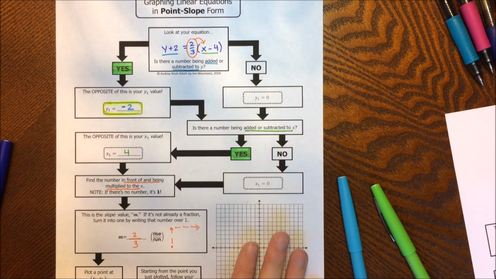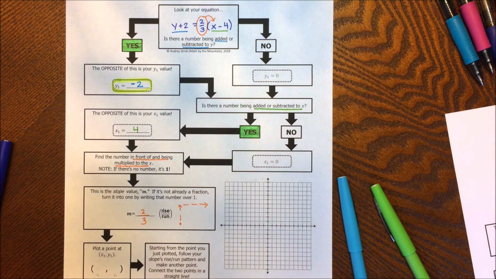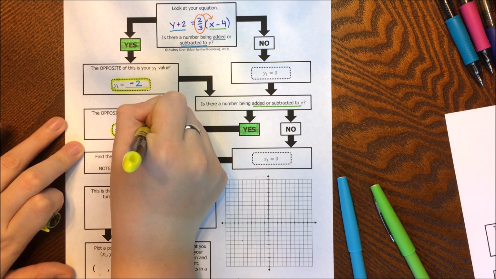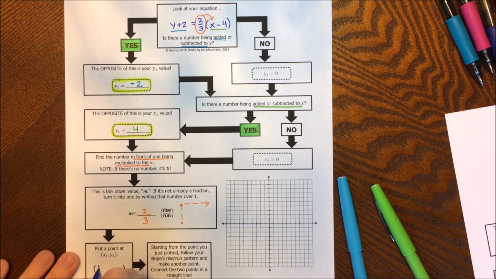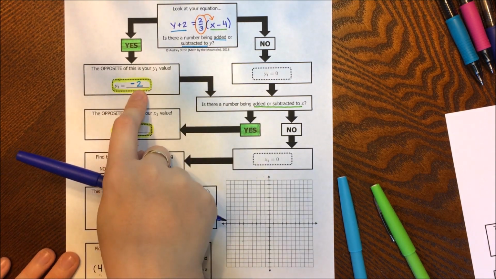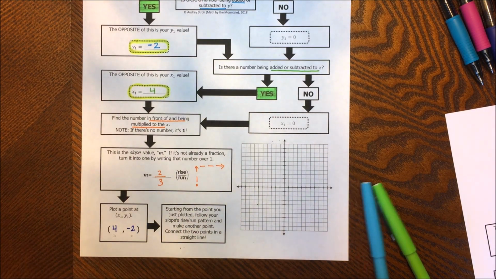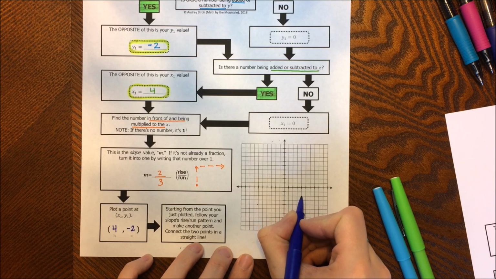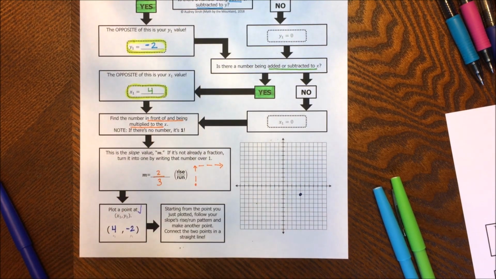So now that we have everything that we need, it says plot a point at x1 comma y1. So going back, oh, I forgot to circle my x1, so I'm going to do that now. My x1 value was 4, and my y1 value was negative 2. So I'm going to go ahead and go from the center over 1, 2, 3, 4, and down 1, 2, make a nice point. And you don't have to, but I always like to put a little check mark to show that I did it.